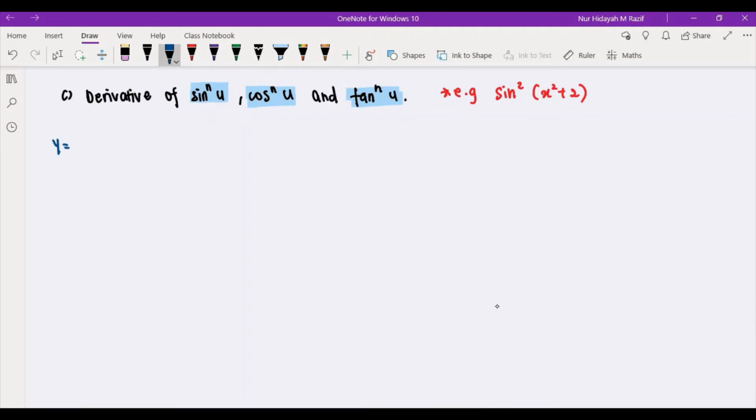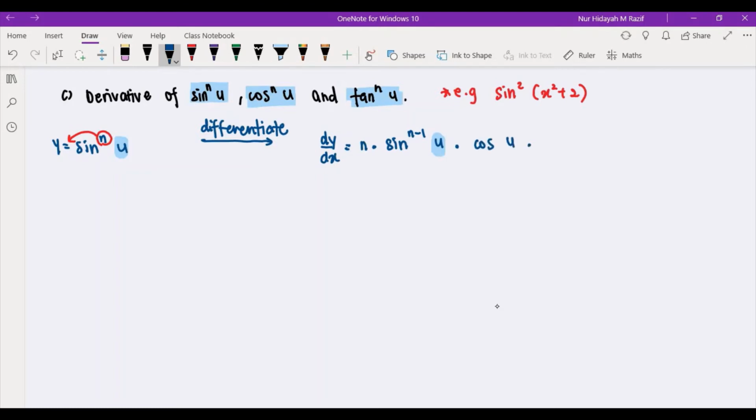So how do we differentiate these functions? Let's say y is equal to sine to the power n of u. Then differentiating with respect to x, first we are going to use the power rule. We take the power and bring it to the front, and that gives me n multiplied by sine to the power n minus 1 of u. Again, I repeat, the angle won't be changed. The angle will stay the same. And then after that, we multiply this with the derivative of sine. Differentiating sine will give me cos, and again the angle will stay the same.